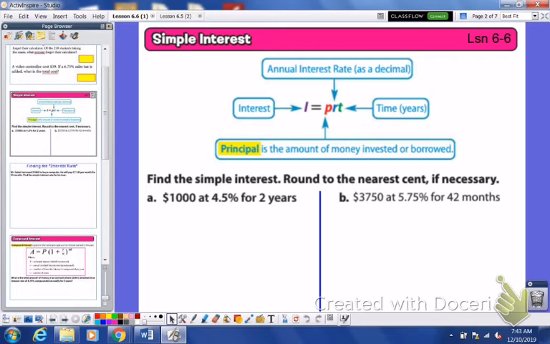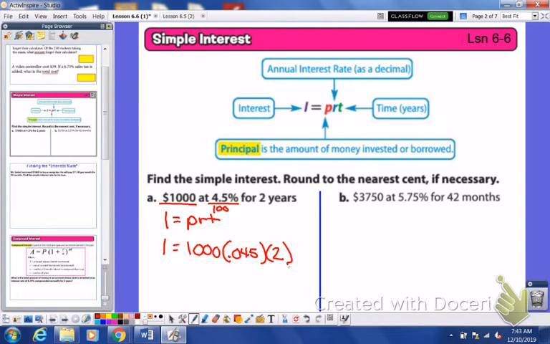Okay, so let's do a couple examples. We're going to find the simple interest, round to the nearest cent if necessary. Remember, that's 2 decimals. Part A, we have $1,000 at 4.5% for 2 years. We always start out by writing our formula first. I equals PRT. I'm looking for my interest, so we keep that I. Our principal, the money that we invested, is $1,000 times our rate, 4.5% divided by 100, so 0.045. Then our time in years, make sure it's always in years, is 2.